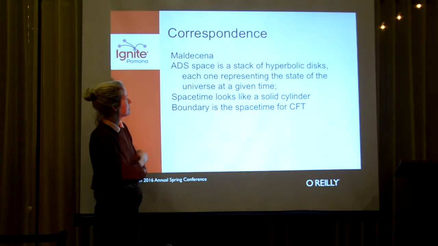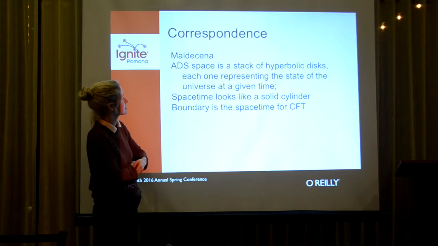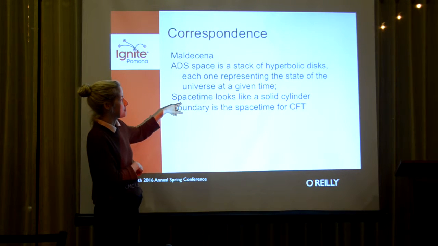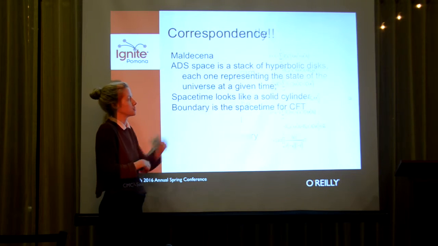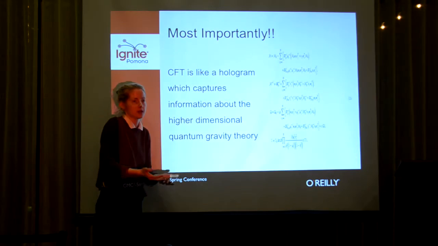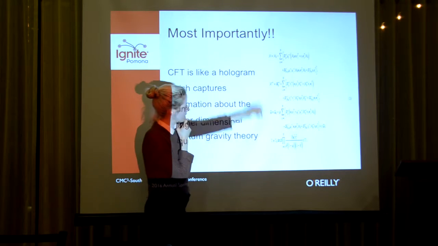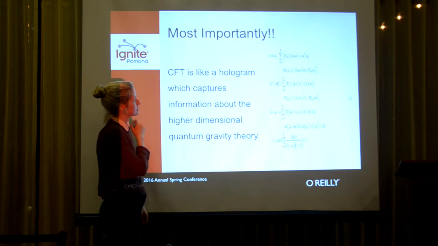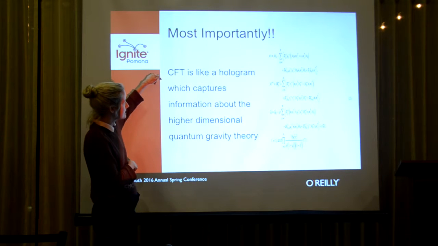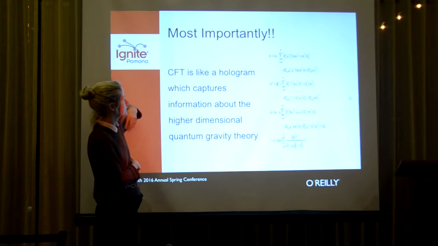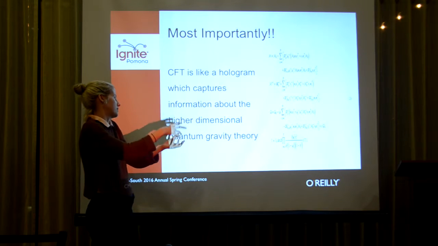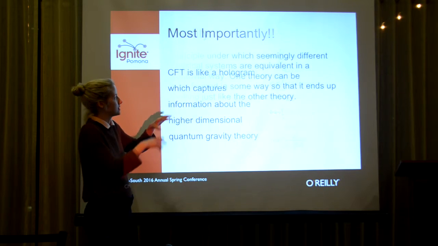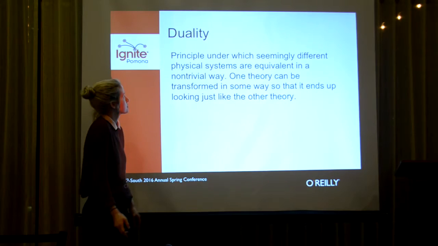He said that AdS space is just a stack of disks, so that the space-time looks like a solid cylinder. The boundary is the space-time for quantum field theory. So he's doing the notion of physics on the boundary again. These are just some of the equations that are pretty wild. Most importantly, what is he saying? The conformal field theory is like a hologram. It's capturing information about the higher dimensional quantum gravity theory. It's pretty rad that he made the boundary equivalence again in terms of holograms.